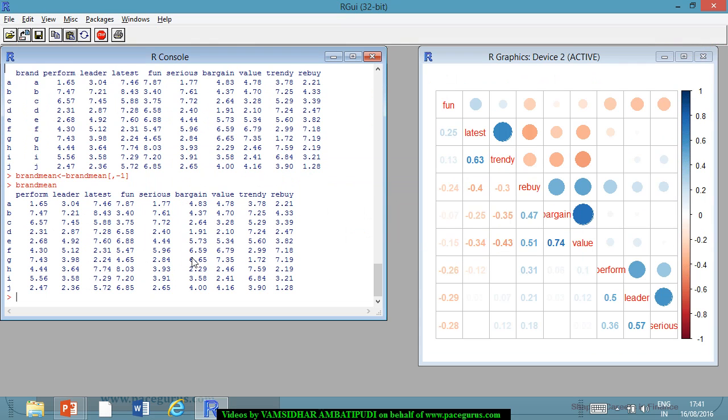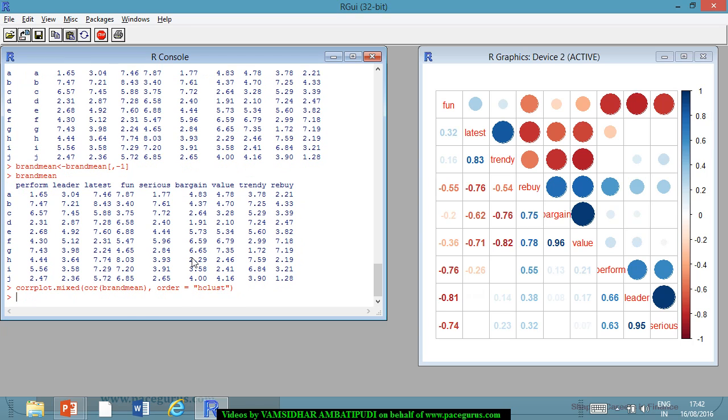So this is one way I can do it. Now if I try to look at the same correlation plot, the core plot mixed, let me bring in the core plot mixed now. Instead of brand scale, let me do it on brand mean, the average values. So this could be the kind of relationships that are occurring.